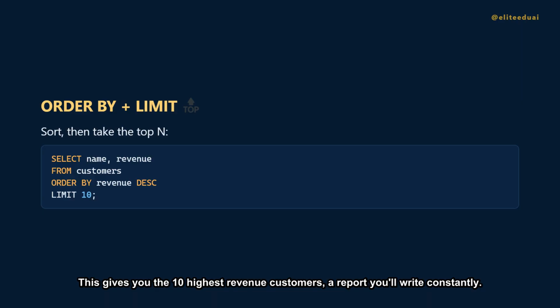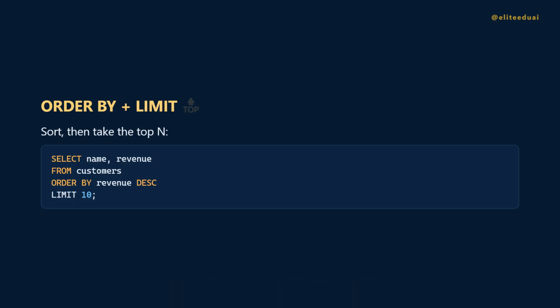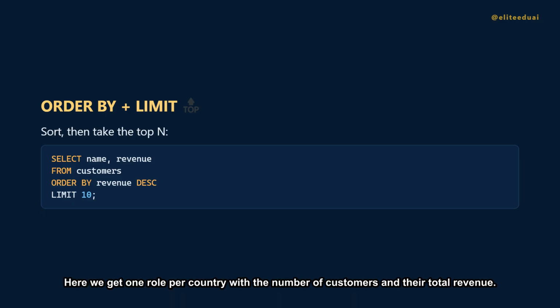ORDER BY sorts your results, ascending by default or descending with DESC. Pair it with LIMIT to grab just the top rows. This gives you the 10 highest revenue customers, a report you'll write constantly.